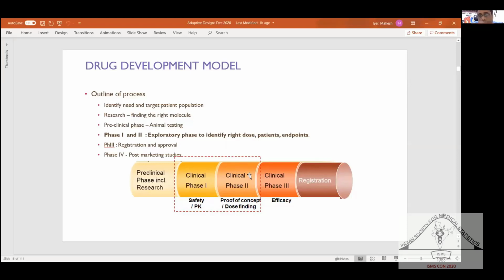In phase 2, we look at some proof of concept. Does the drug actually work? Does it make the patients feel better, right? What should be the right dose? This is what we look at in phase 2. And in phase 3, we have to show that the drug is better than anything that exists in the market today, which is why the authorities should say, okay, I can go ahead and allow you to sell this drug, because it is better in some way.